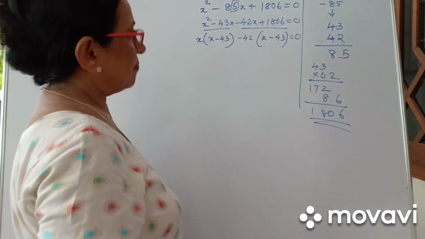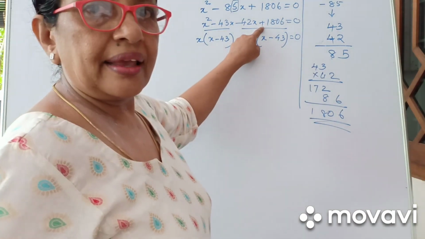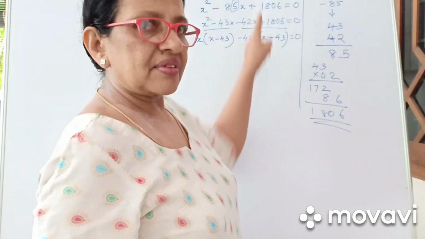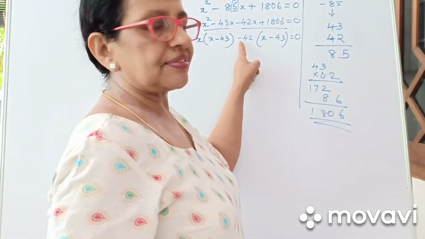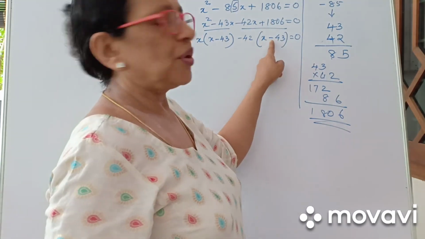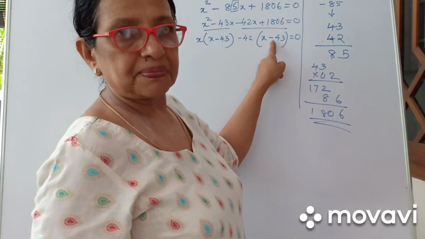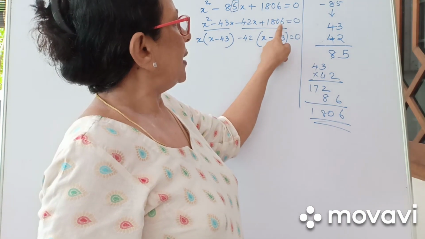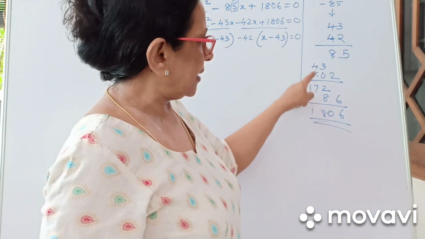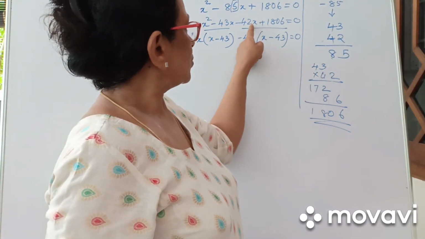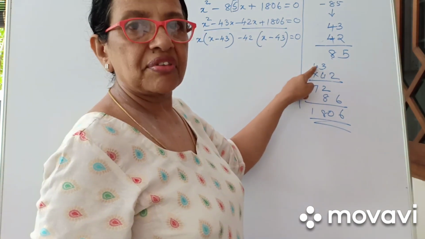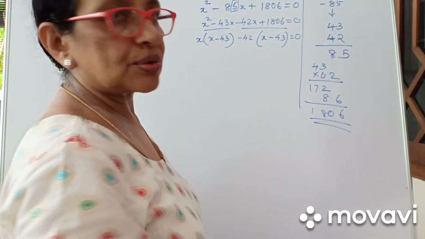How did I get this? I told you this plus sign is, this is a negative, this is a negative. So you have taken the negative common for both these numbers and you are left with a negative sign here. Understood? And 1806 is, see, we multiplied and saw it is 43 into 42. So when you take out 42, you are left with 43 in 1806.